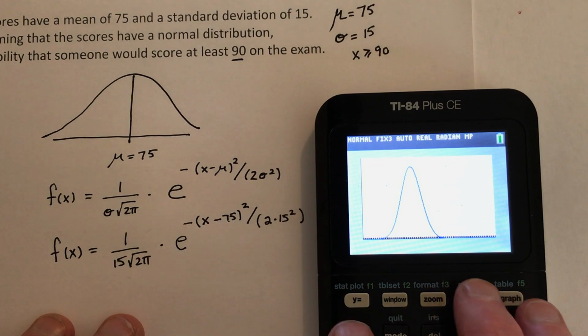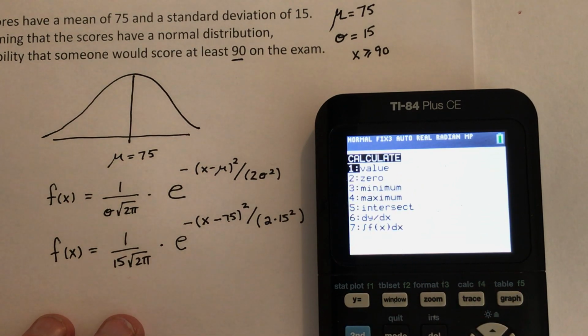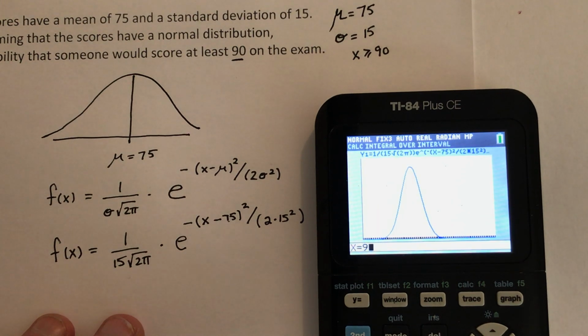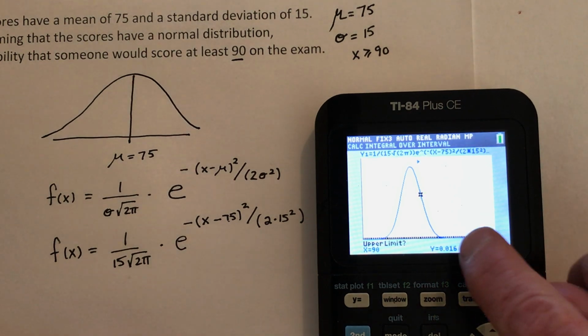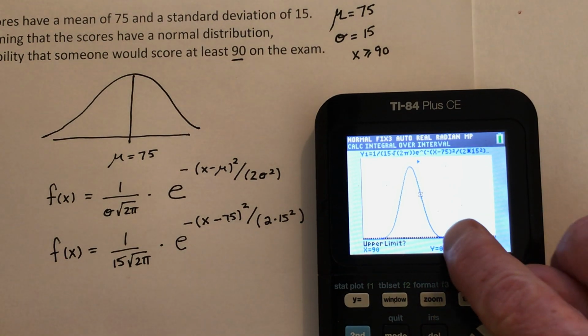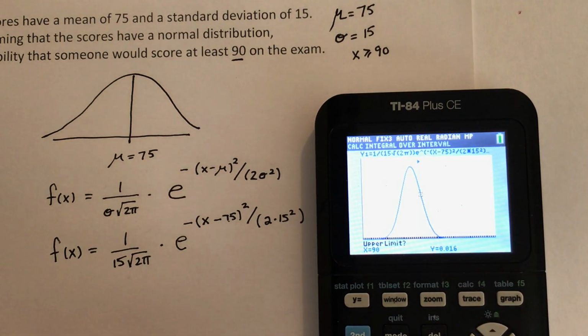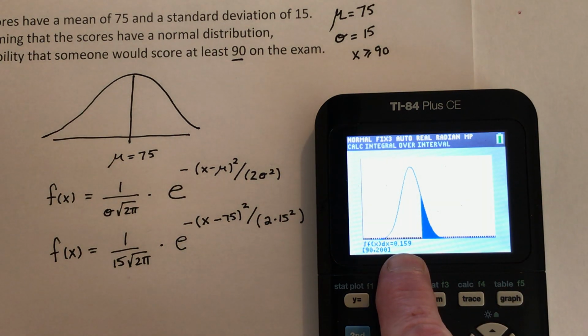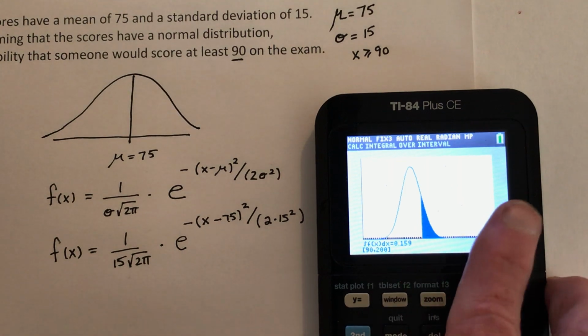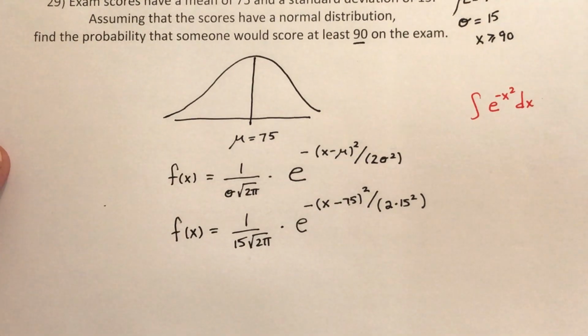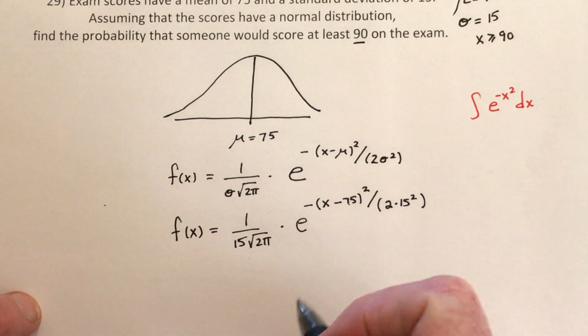And so now we can go second, calculate, and do number 7 to integrate from 90. And then technically we're supposed to go to forever. But as you can see back over here, there really isn't much of the graph left. It's not going to add that much if I go to 200. And it says that the answer is, the calculator's still thinking. So it's 0.159 or 15.9%.